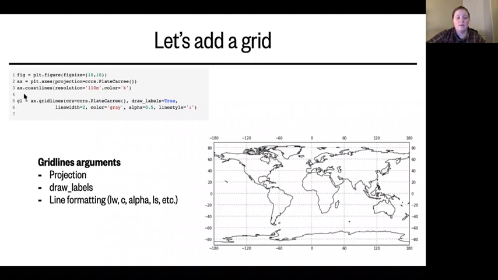And then to do our grid lines, we say gl equals ax.gridlines, and we say crs equals ccrs.PlateCarree, with our parentheses there. That's the only required argument for this. The rest is optional formatting, but draw_labels means that you're going to actually put your numbers next to those lines. Line width, color, alpha, line style, all of those things for formatting just how it looks.